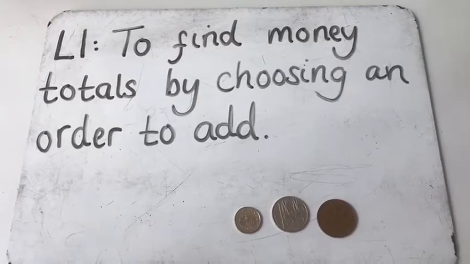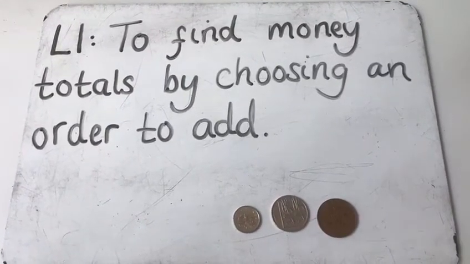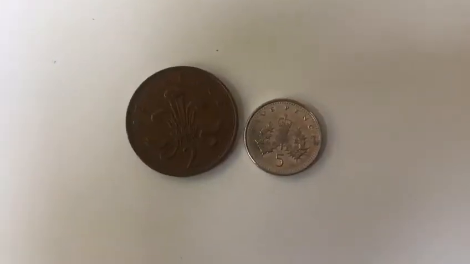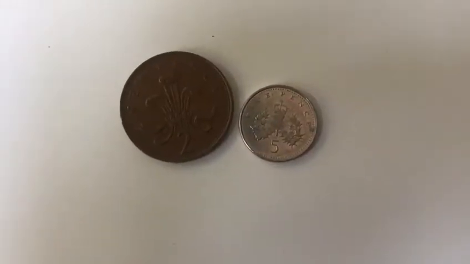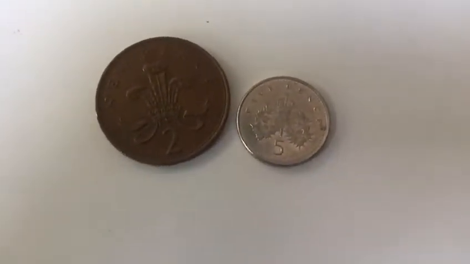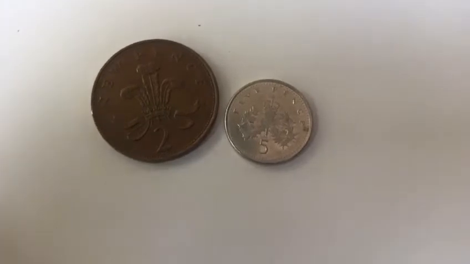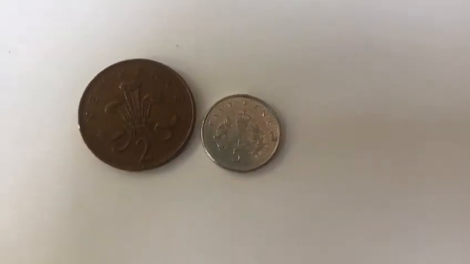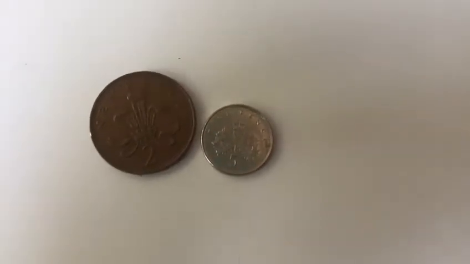Today's maths learning intention is to find money totals by choosing an order to add. Okay, I have got 2 coins here that I want to add. Can you see which coins I have got? I've got a 2p coin and a 5p coin. So, how do I add them together?